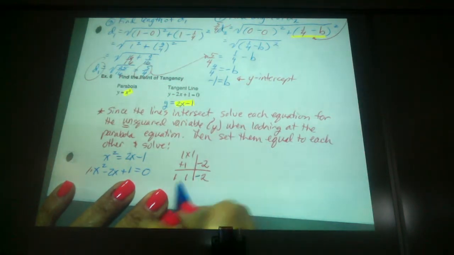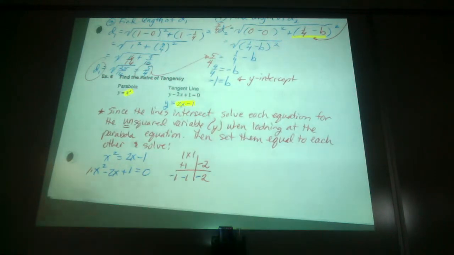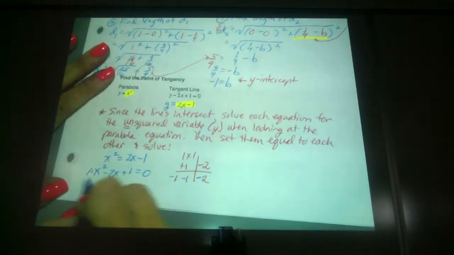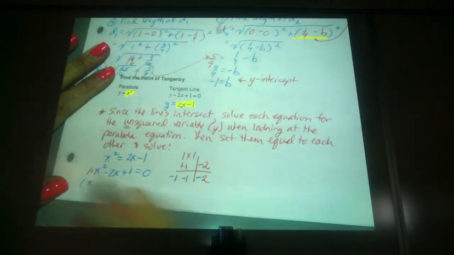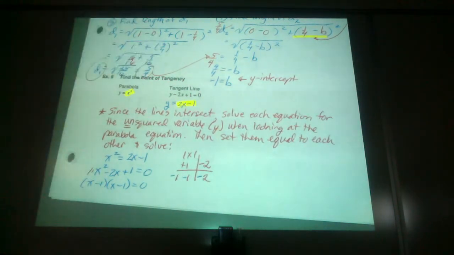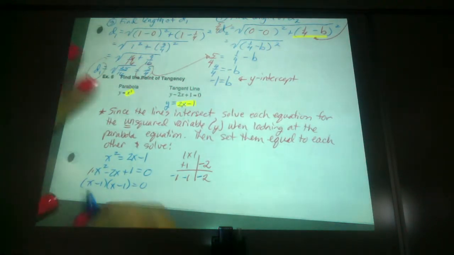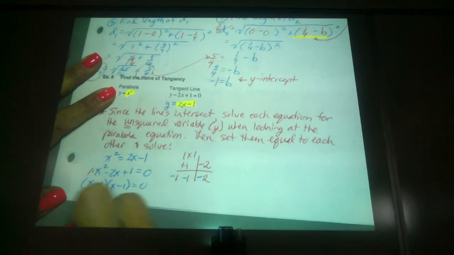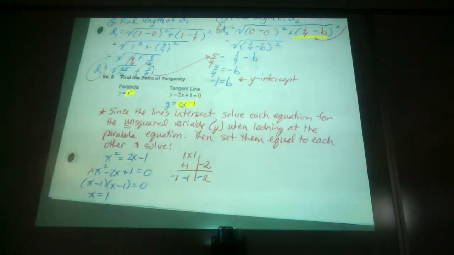Our 2 is negative, so both of these would have to be negative to add to negative 2. So it factors as x minus 1, x minus 1 equals 0. Since they're both the same, which we should expect for this type of problem, there would only be one answer because they only intersect in one place if it is the point of tangency. So x minus 1, set that equal to 0. x has to have a value of 1.